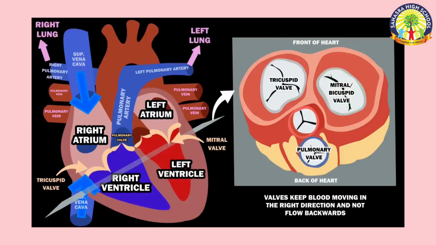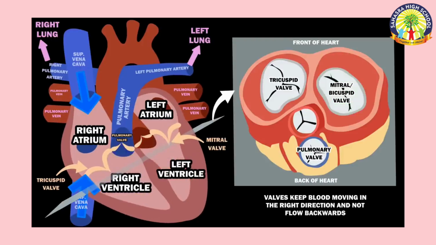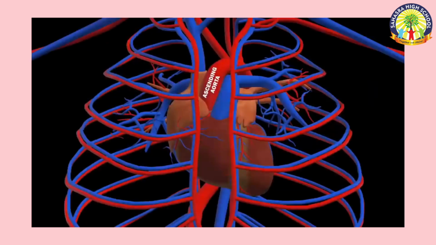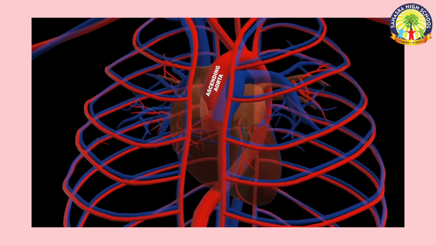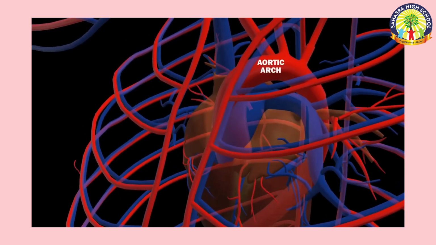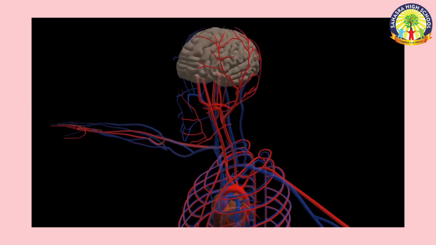Finally, oxygenated blood leaves the left ventricle through the aortic semilunar valve, entering the aortic arch. The aorta, which is the largest of all the arteries, distributes the oxygenated blood into the rest of the body. The aortic arch has three major branches which supply the head and arms with blood.